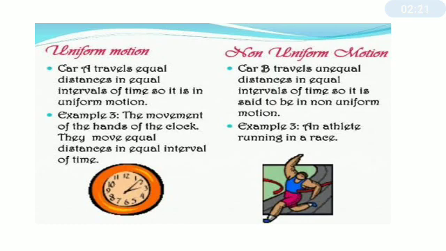Now for non-uniform motion, car B travels unequal distances in equal intervals of time, so it is said to be in non-uniform motion. Another example can be an athlete running in a race, because in practical life, in daily life, we cannot travel with constant speed for longer duration. There will be change in speed and we will be covering different distances in different intervals of time. So practically, in daily life we undergo non-uniform motion.